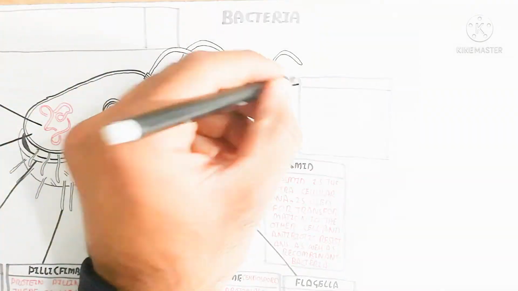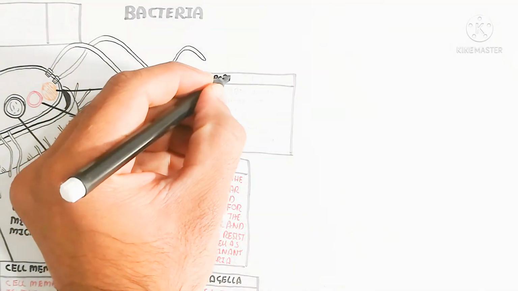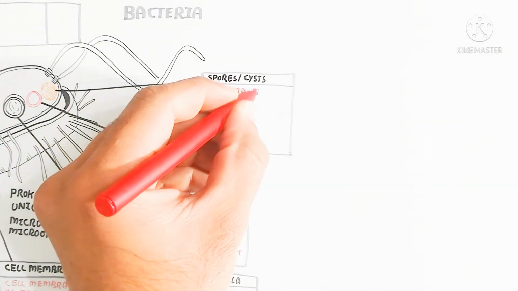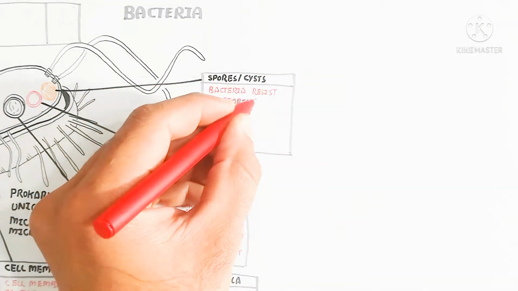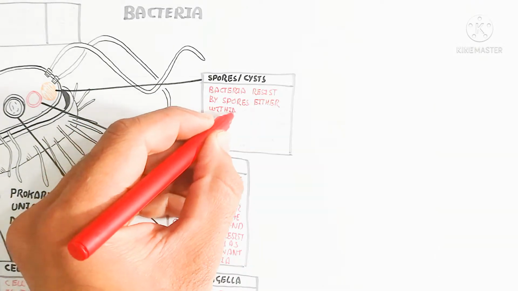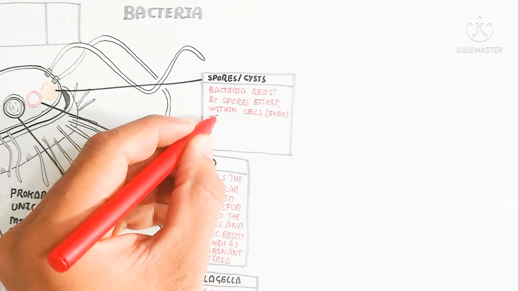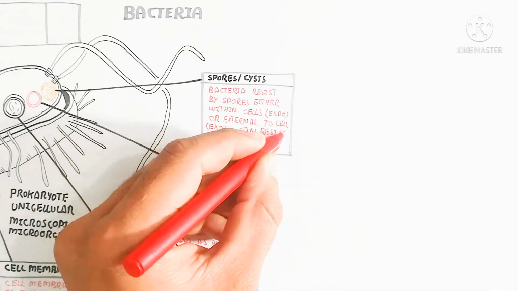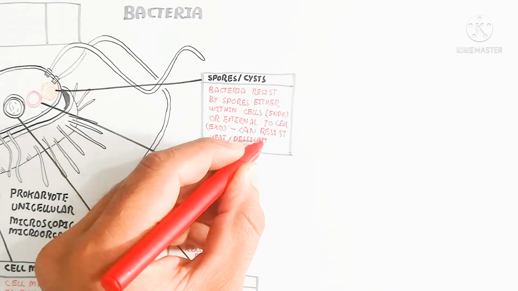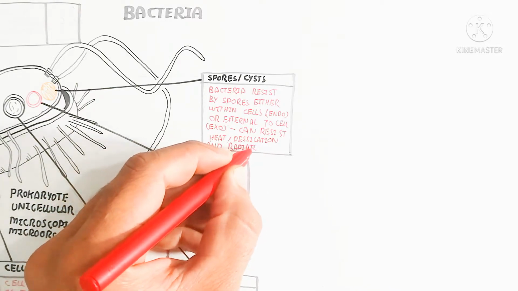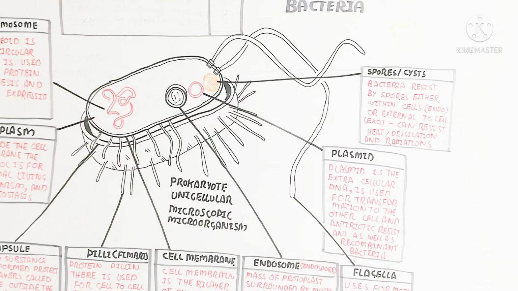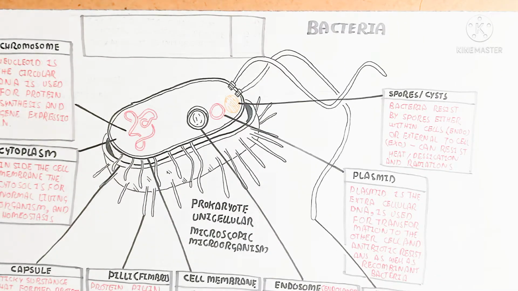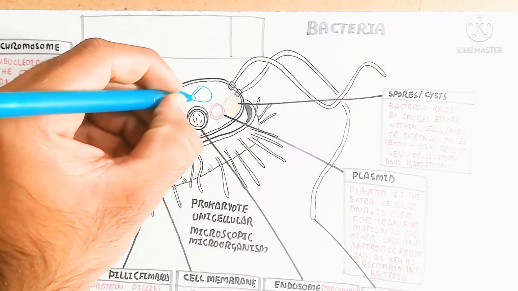It is also used. And here are the spores or cyst. Cyst means it is bound with the membrane. You can see that the bacteria resist by spores either within the cell, endo, or external to the cell, exo, and can resist heat, desiccation and radiation during harmful environments. It is a dormant state of the bacteria, which will again produce bacteria during favorable conditions.